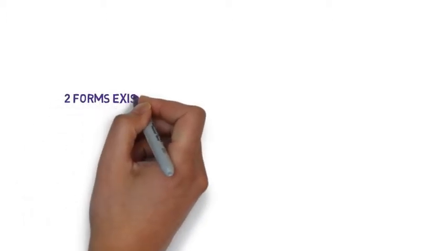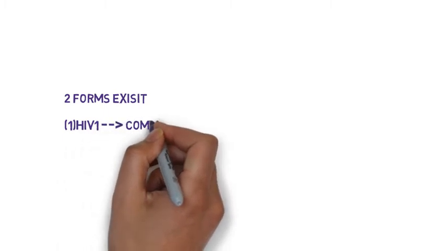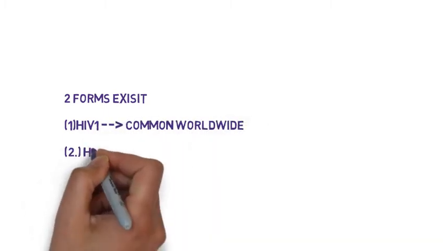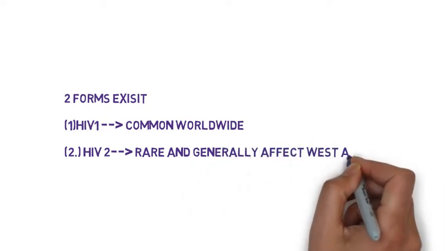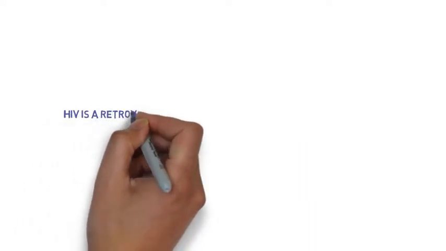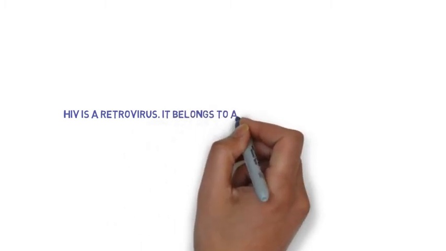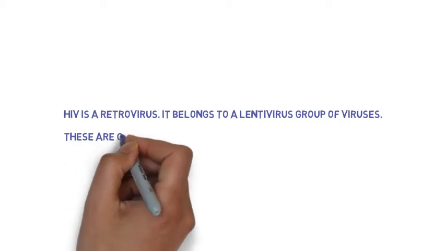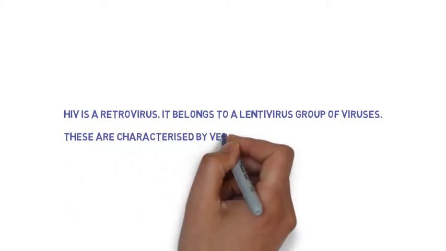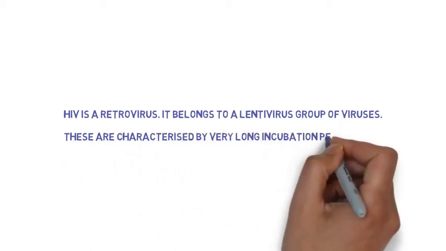Two forms exist: HIV-1, which is common worldwide, and HIV-2, which is rare and generally affects West Africa. HIV is a retrovirus belonging to a group of viruses known as lentiviruses. These are characterized by long incubation periods.